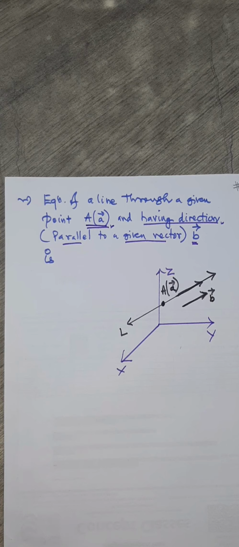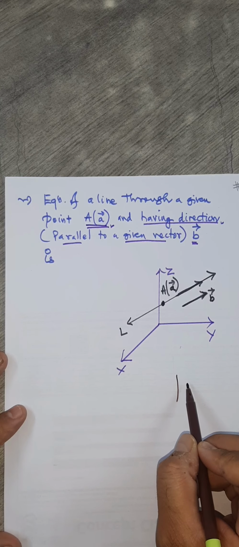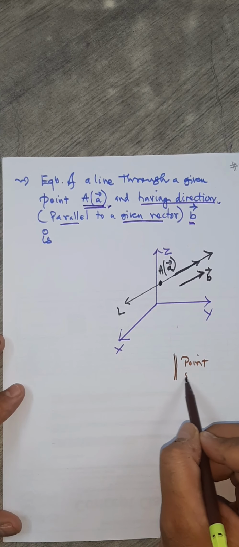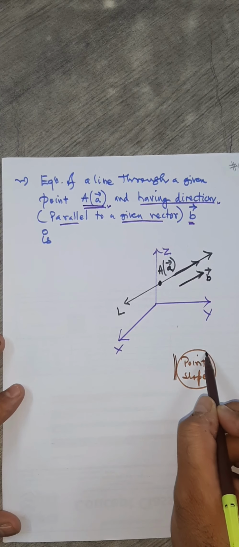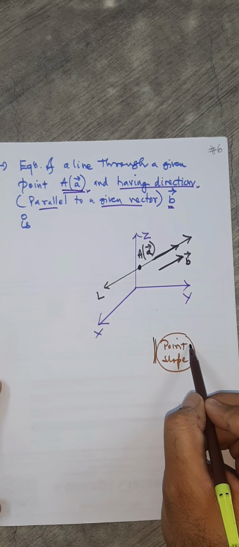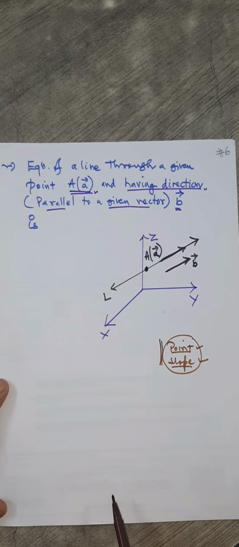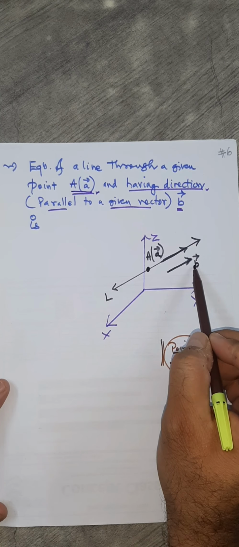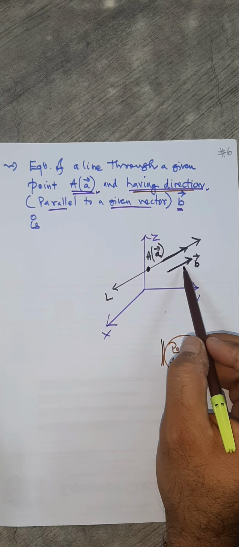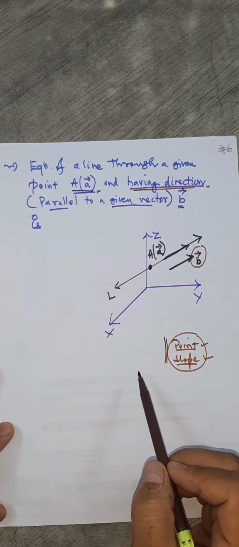Fine. If you remember, in R2, to get the equation of a line, you used these two things: a point and the slope. If you recall the point-slope form, you were using a point and slope to get the equation of a line in R2. In R3, we are going to use the fixed point and the direction of the line, or you can say a vector that is parallel to the direction of the given line. So parallel to this vector B. B is sometimes called the direction of the line.